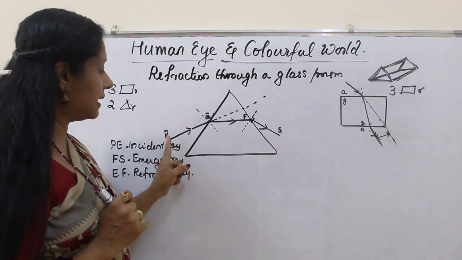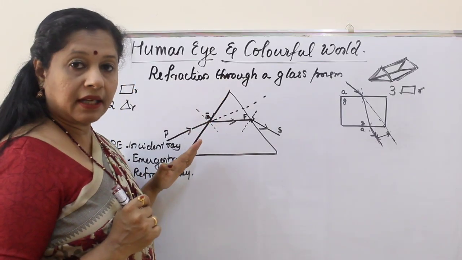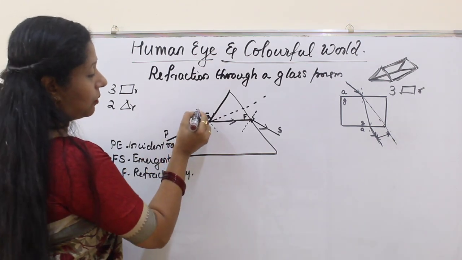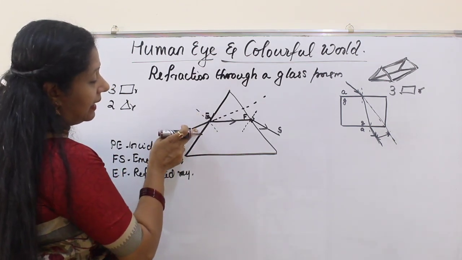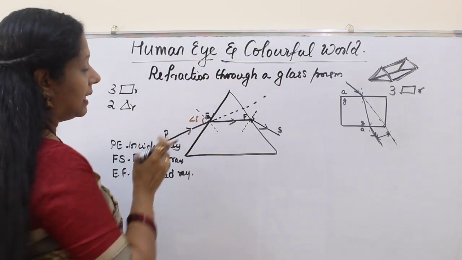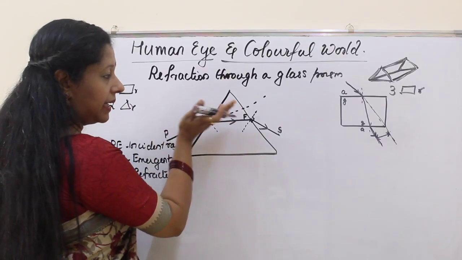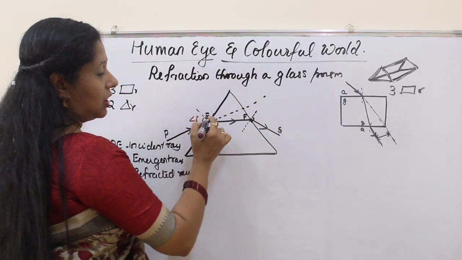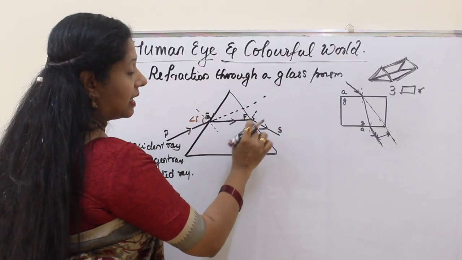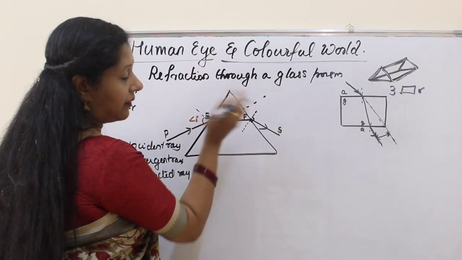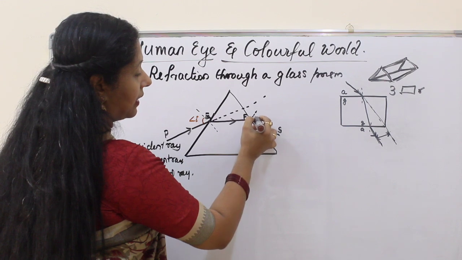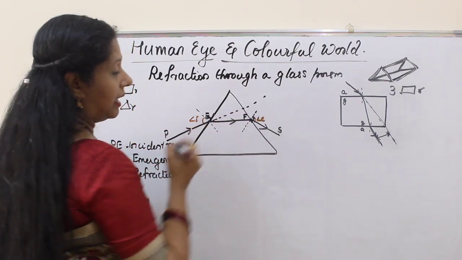Now there is a ray falling on the lateral surface of the prism, making an angle with the normal. Between the normal and the incident ray, there is an angle forming. This angle is the angle of incidence. Since it is going from rarer to denser medium, it is bending towards the normal, so it goes as EF. Here also, it is going from denser to rarer, so it is moving away from the normal, making the emergent ray FS. Between the normal and the emergent ray, this angle is called the angle of emergence.